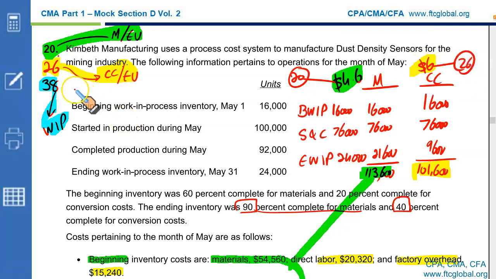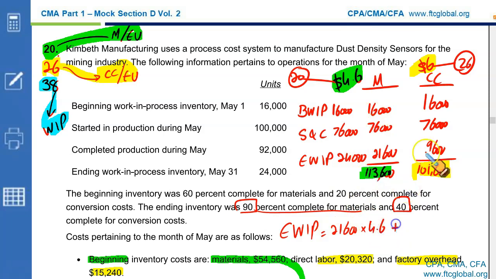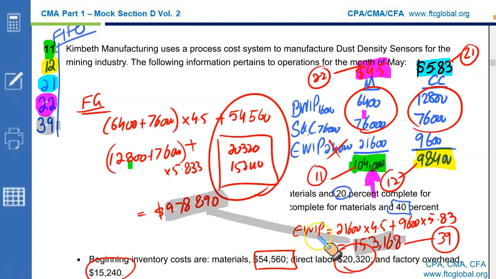Now what about question 38? Question 38 requires you to calculate the value of your ending work in process. How do we do that? Ending work in process valuation is required. Ending work in process carries 21,600 units of material EUPs, to be valued at the rate of 4.6, and 9,600 EUPs of conversion cost to be valued at the rate of 6. If you solve this, it will give you 156,960. This is the value of ending work in process using weighted average, which is almost similar to the value we calculated under FIFO. That value under the first in first out method was 153,168.